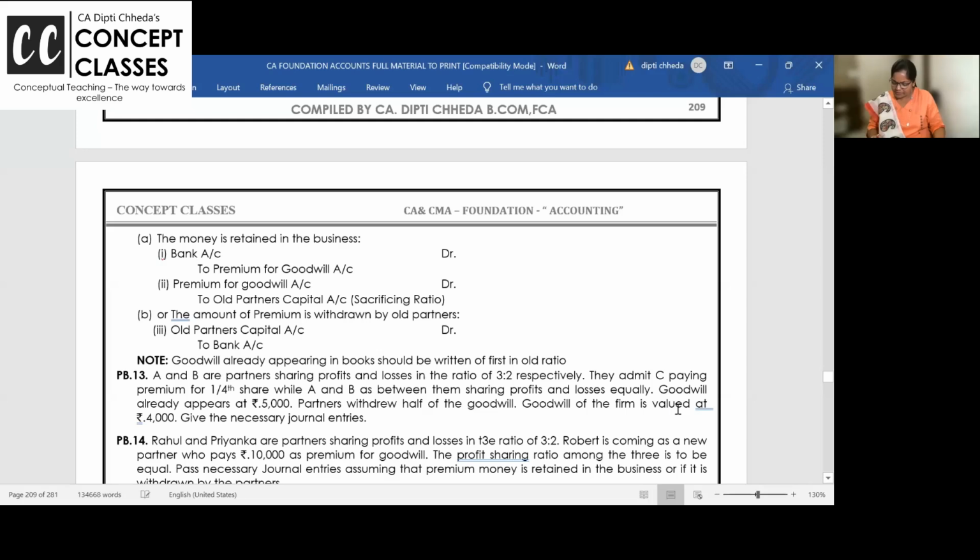So are you clear now? You know, this is like a mantra for partnership. Incoming partner, are you bringing cash? Cash to old partners, old ratio. You're not bringing cash, your account will be debited to old partners, sacrificing ratio. Right? Let us practice some more problems with this. I hope this concept, what I made you write, is clear to everyone. All right, chalo.